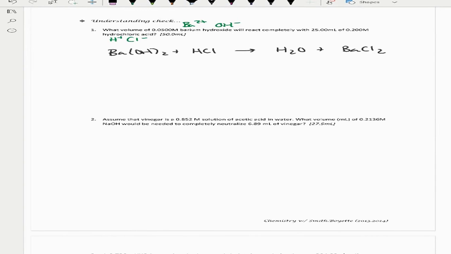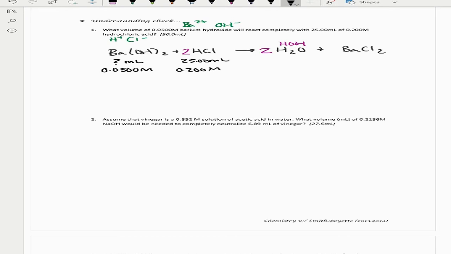We need to make sure that our reaction is balanced. We see we have 2 Cls on this side and only 1 on this side. So we'll put a 2 here. It means we have 2 H's, and remember that H2O can be written as HOH. We put a 2 here. Everything should be balanced. Now, we can identify that we are solving for the amount of milliliters of barium hydroxide. It has the concentration of 0.0500 molar. HCl is 25.00 milliliters with a concentration of 0.200 molar.